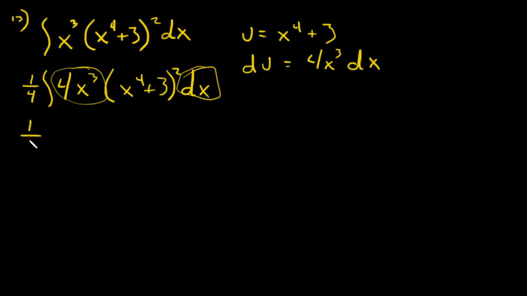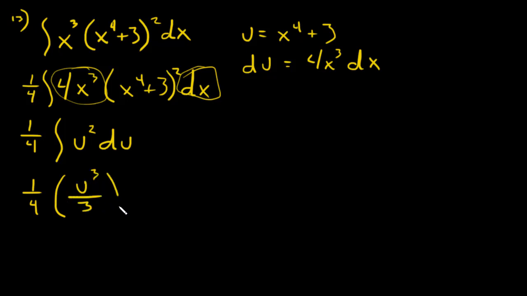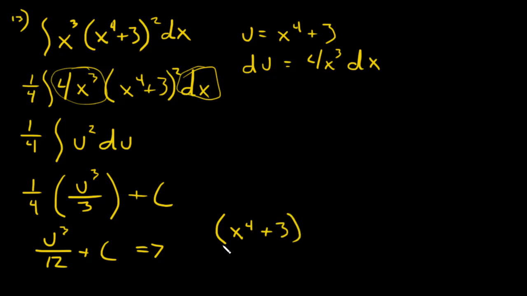If I do my substitution, this is going to be 1/4 times the integral of u squared du. And I can knock that one out. I add 1 to the exponent, and I'm going to get 1/4 times u to the 3rd over 3 plus c, which when I multiply it out is going to be u cubed over 12 plus c. And now when I substitute back my x expression, this is going to be (x to the 4th plus 3) cubed over 12 plus c. That's it. And that's all we needed. That'll take care of it.